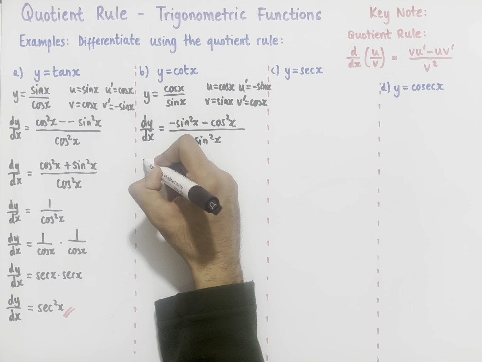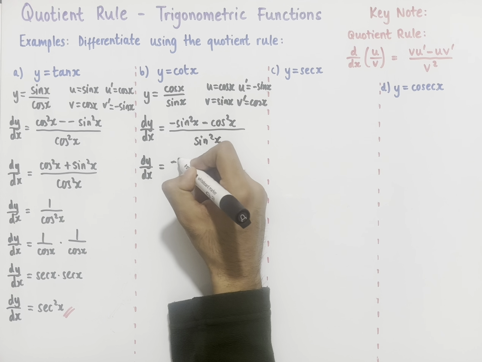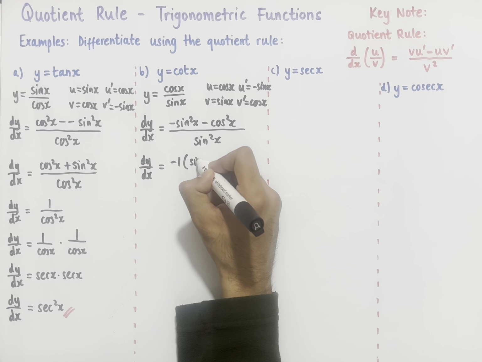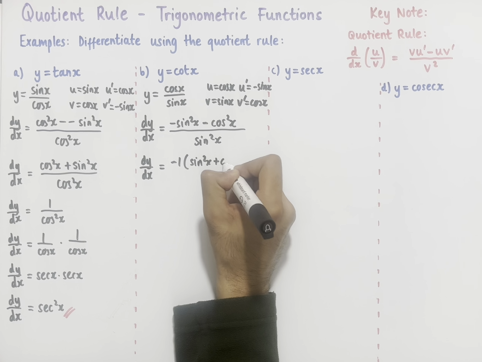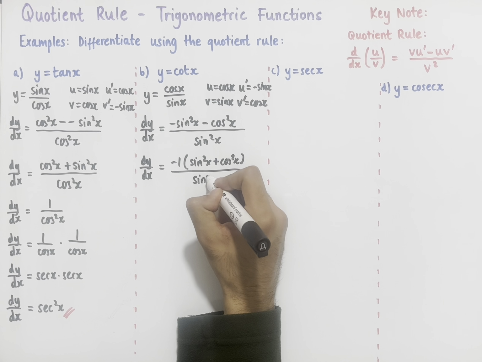And so in the numerator, we can now factorize minus 1 out to give us minus 1 times sine squared x plus cos squared x, and then in the denominator, we still have sine squared x.